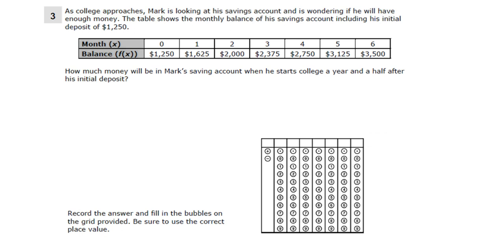Okay, next. 3. As college approaches, Mark is looking at his savings account and is wondering if he'll have enough money. The table shows the monthly balance of the savings account, including his initial deposit of $1,250. And then we have the table values. How much money will be in Mark's savings account when he starts college a year and a half after his initial deposit? So here we have a time unit.